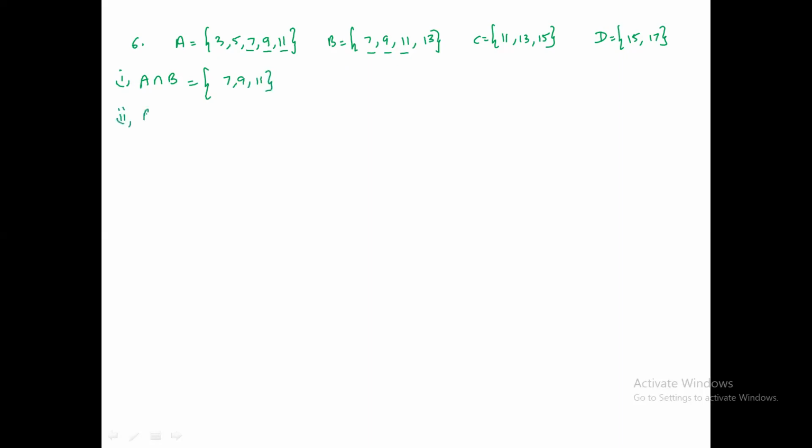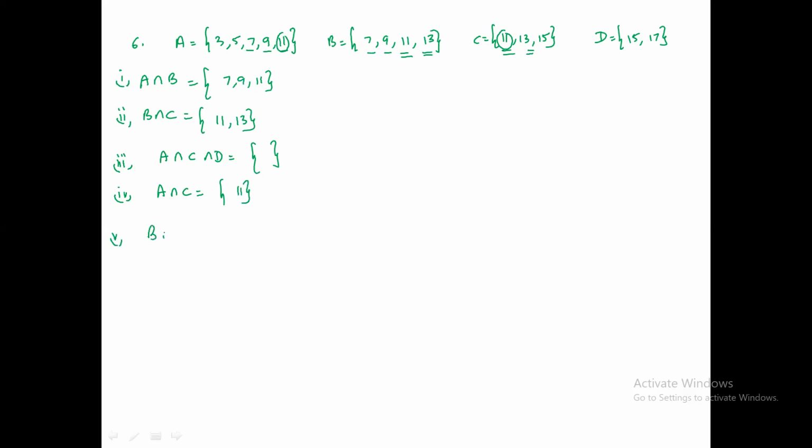Okay, second. B intersection C. Common in B and C. 11 is common, 13 is common. So 11 and 13. Next, third one. A intersection C intersection D. Common in A, C and D. I don't find anything common in A, C and D in all the three. So it is empty set. Okay, fourth one. A intersection C. Common in A and C. Only 11 is common. So only 11.